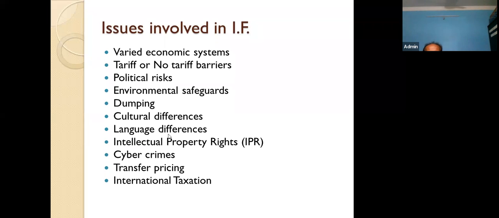But this is the problem, the Hindi problem. It is particularly in southern states like Karnataka, Tamil Nadu, Kerala. These states do not follow the Hindi language. Then another issue, that is intellectual property rights, IPR.